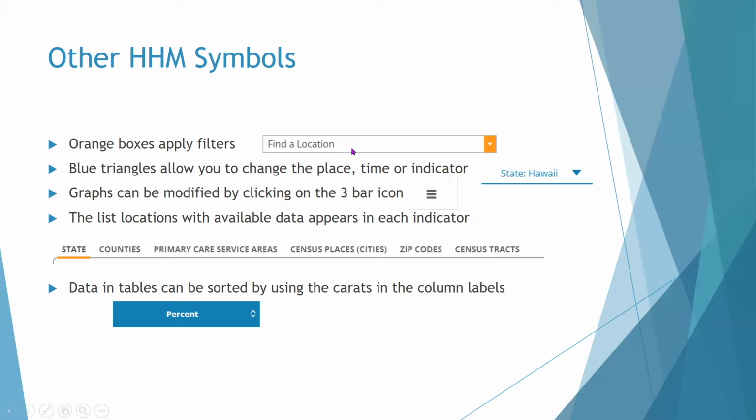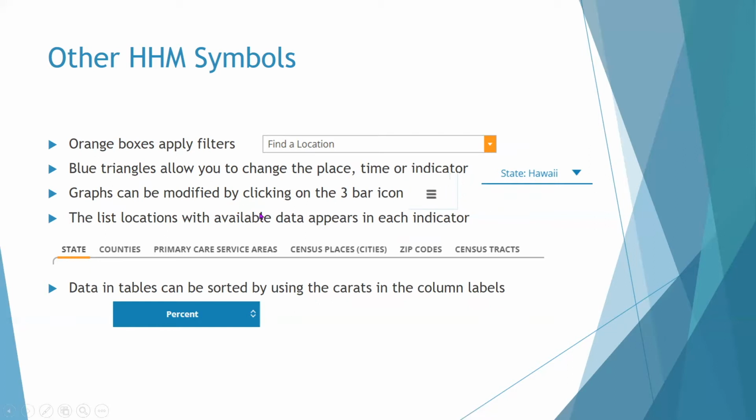So in this case, we would look at our data and we would filter by location. And we'll get into that in the demo. When you see blue triangles in the site, that allows you to change that information. So in this case, you could change the place, which is in Hawaii. You'll see blue triangles by time period, so you can change the time period you're looking at. And you'll also see the blue triangles by the indicator, so you can change the indicator that you're looking at. So those are something to look for.